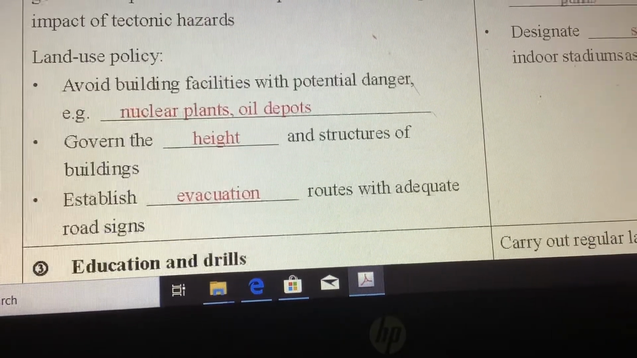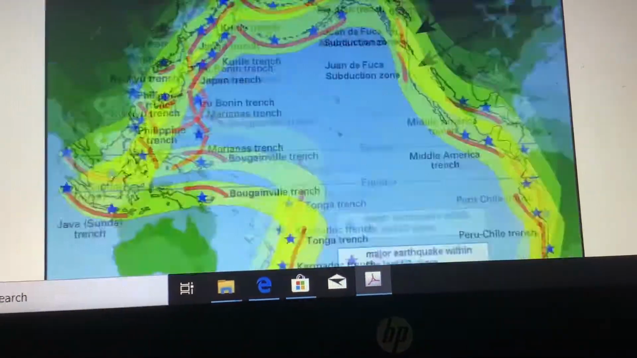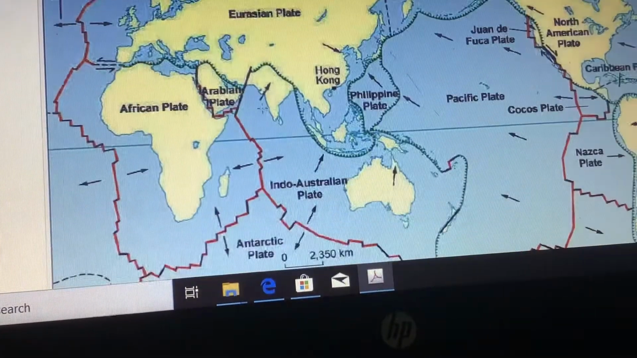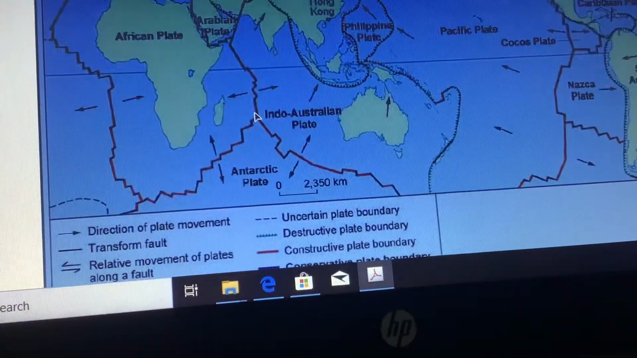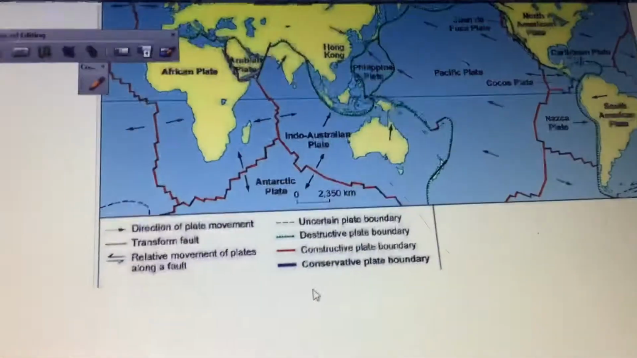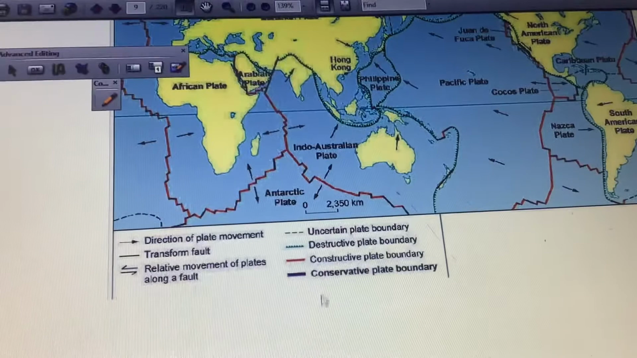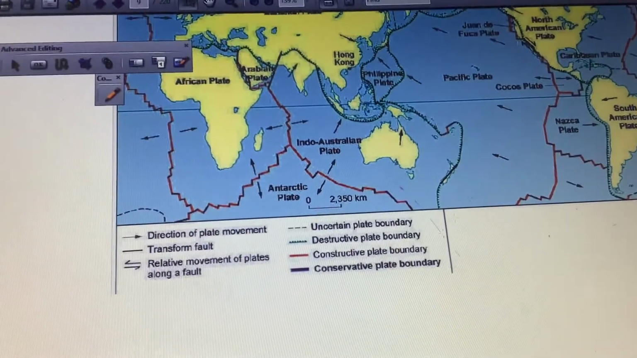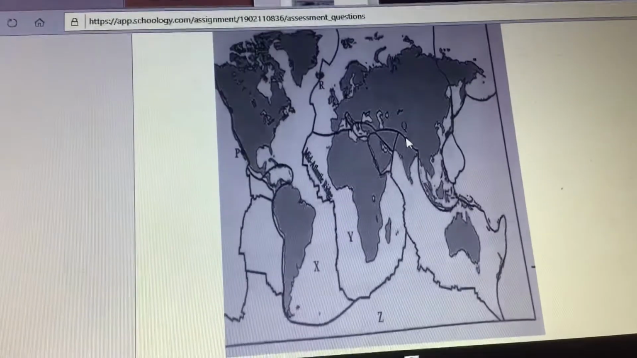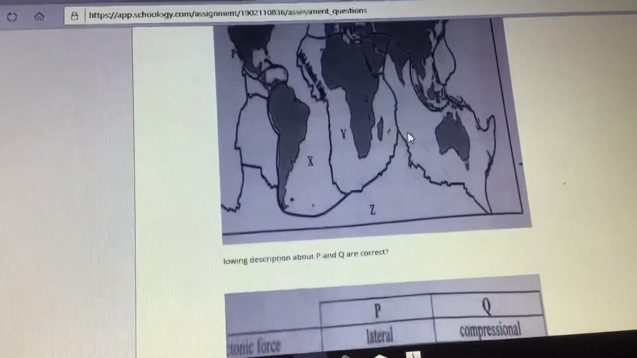map for page, wait a minute, the general map for page 9. Okay, right here, we got it already. If you still forget, please memorize this one, and you can see all the destructive and constructive plate boundaries right here, page number 9 of your summary. And Q, fold mountain, then it should be compressional.